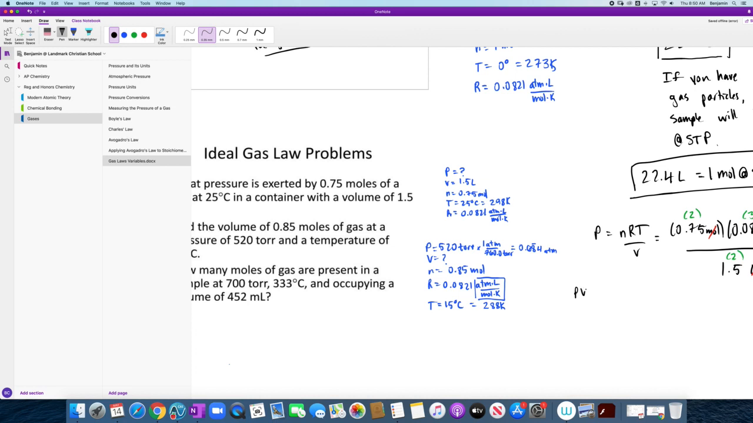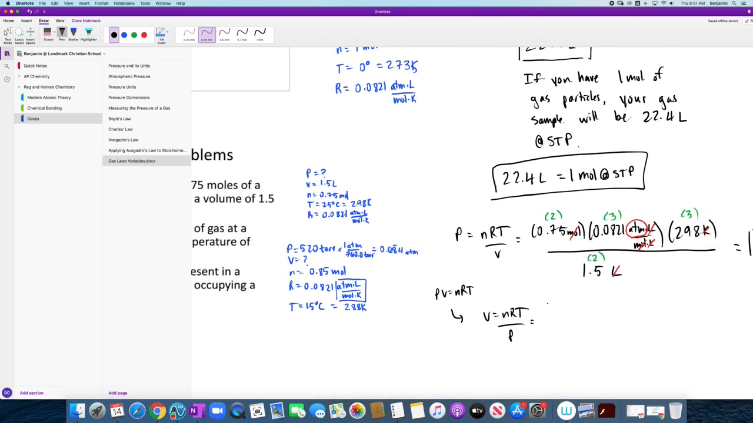PV equals nRT, and we can rearrange it for volume. Volume equals nRT over P. The number of moles is 0.85. The universal gas constant is 0.0821 atmospheres liters over moles Kelvin. The temperature in Kelvin is 288. And the pressure in atmospheres we just found is 0.684 with an extra figure there.